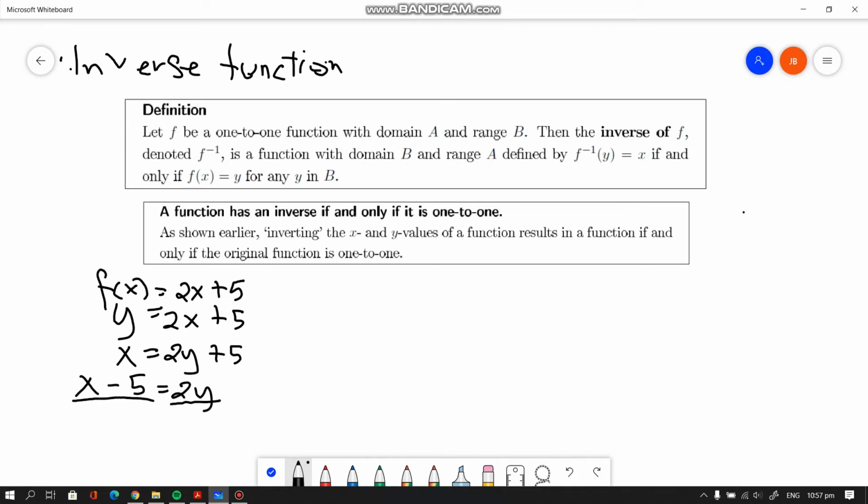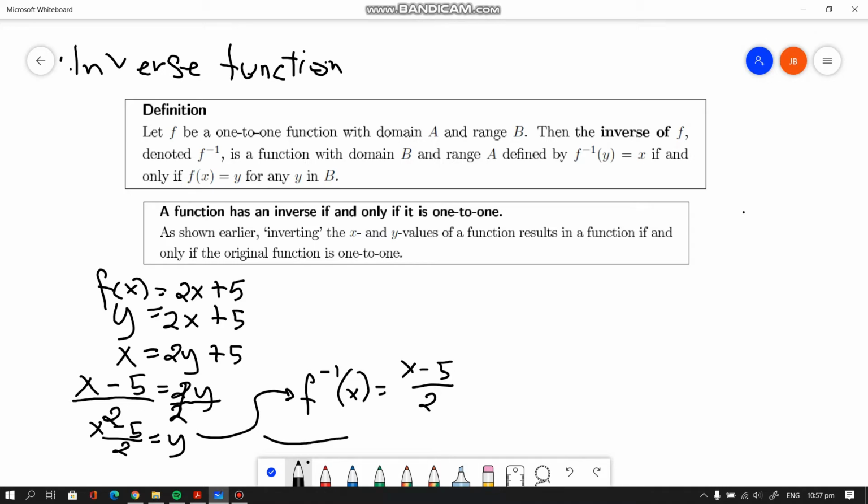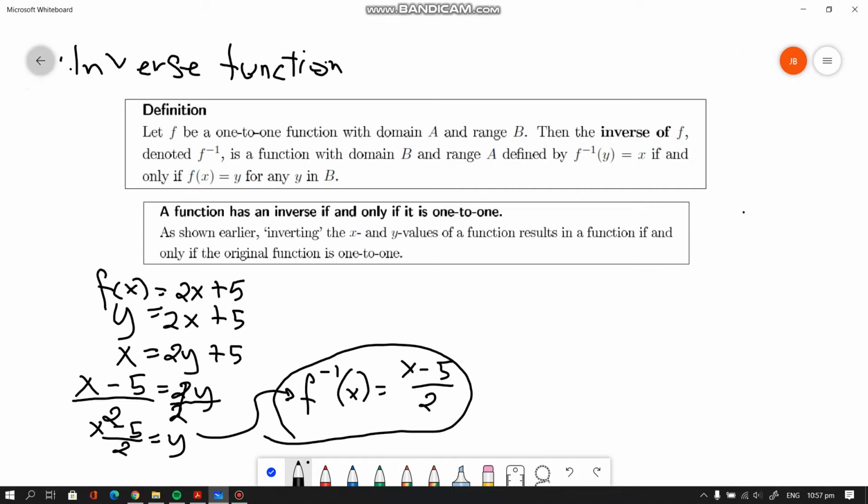Then, I divide both sides by 2 para makancel ko siya. And this will give me, and the inverse now, again, by the definition is f raised to negative 1 of x is equal to x minus 5 over 2. So, this is the answer, or this is the inverse of f of x equals 2x plus 5. Next example.